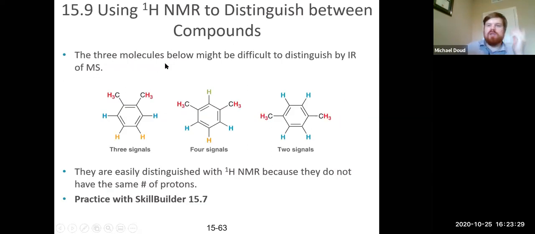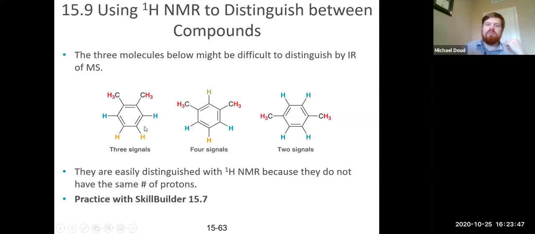Okay, now here's the important one, using proton NMR to distinguish between compounds. So let's look at these 3 different types of xylene molecules. That's dimethylbenzene. These 3 different molecules would have basically the same IR.